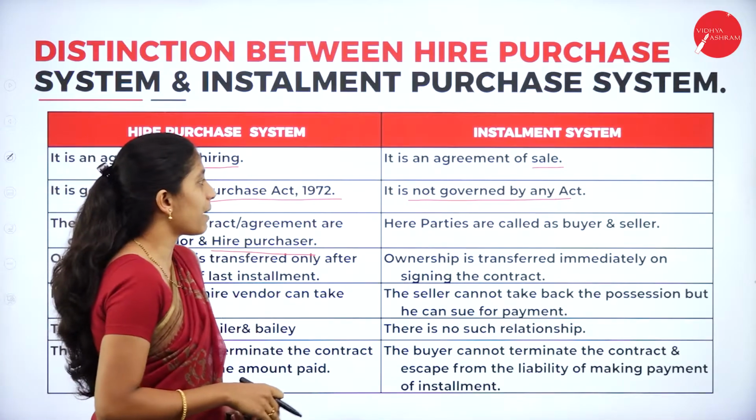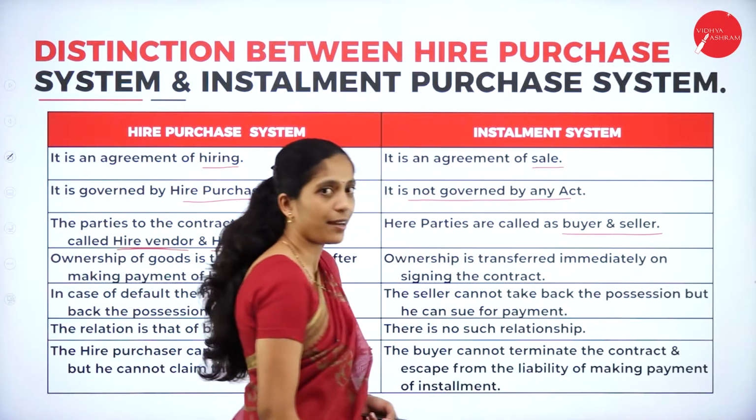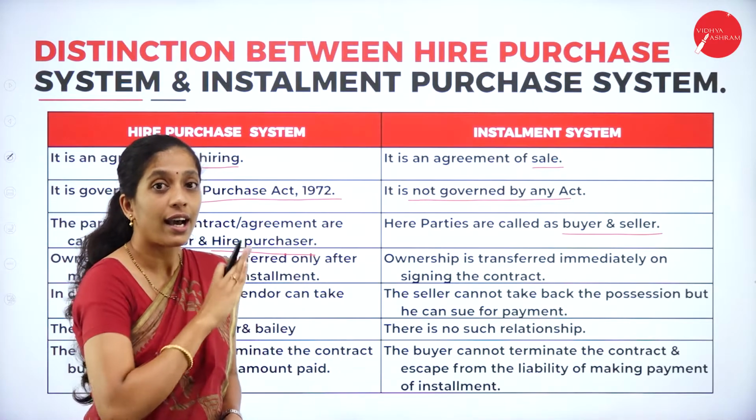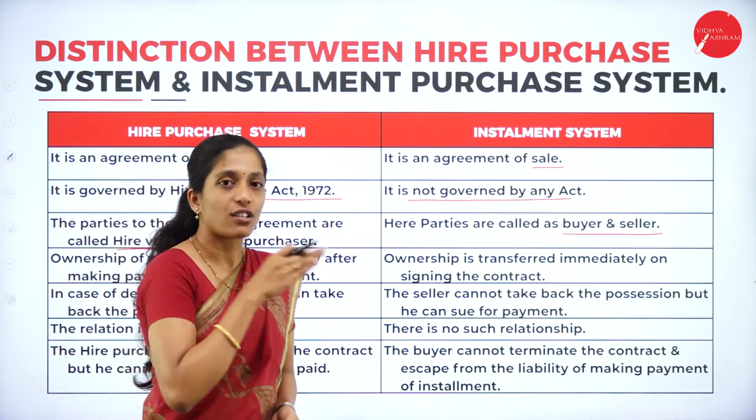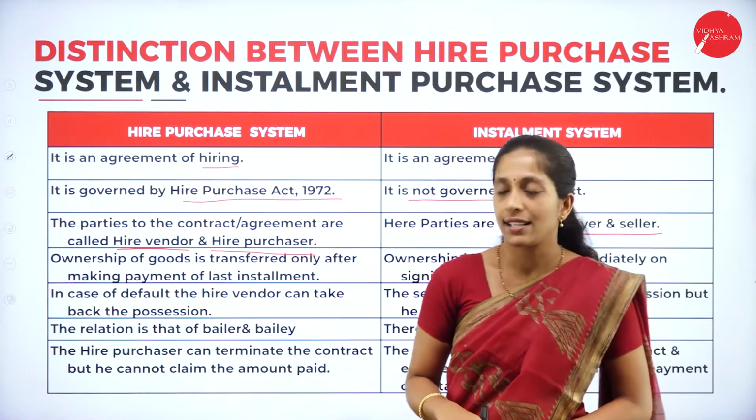Whereas coming to installment system, here parties are called buyer and seller. So here this is not hire system. So it is called buyer and seller. So there are two parties, the buyer and the seller.